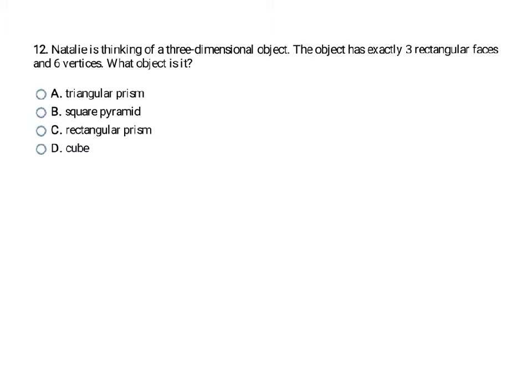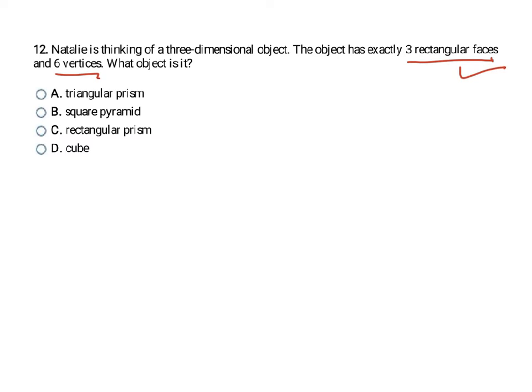So let's try one without seeing the objects. Natalie is thinking of a 3-dimensional object. The object has 3 rectangular faces and 6 vertices. So what is the object? So a triangular prism is going to be 2 triangles across from each other, and each of the 3 sides of the triangle will have a rectangle connecting it. So that's going to have 3 rectangular faces and 2 triangular faces. So the first part checks out.